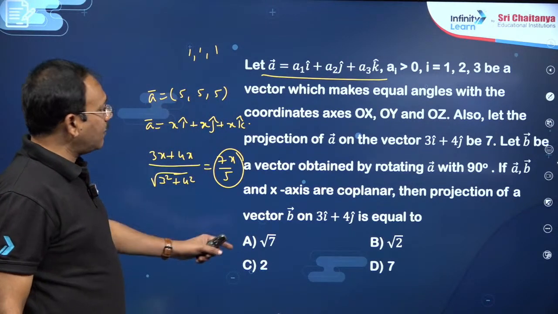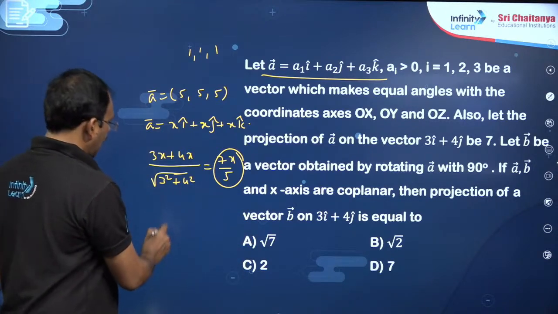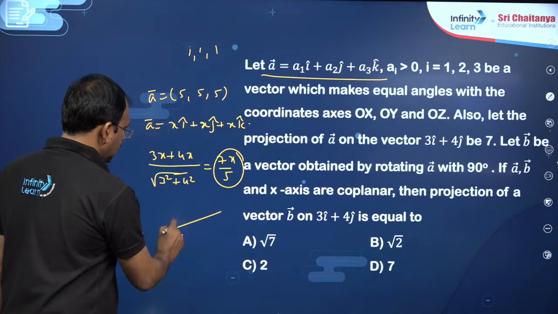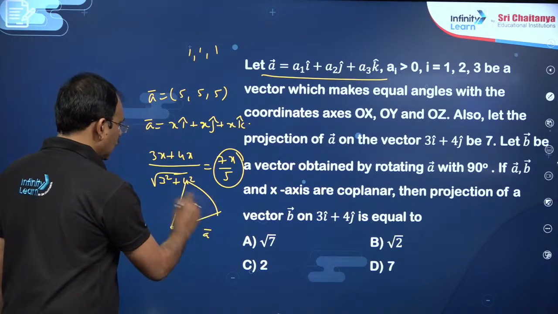Okay, B bar is a vector obtained by rotating A bar by 90 degrees. So A bar vector, you know, suppose this is A bar, so this is rotated by 90 degrees to get B bar.